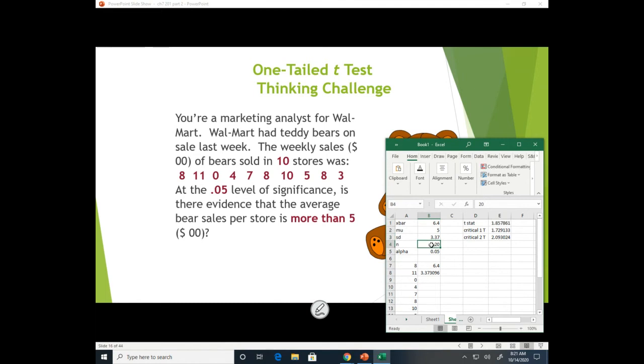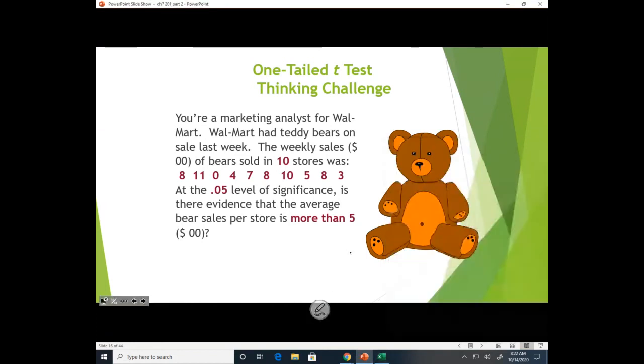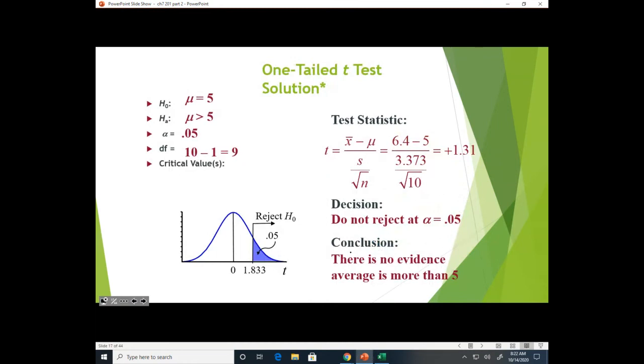Sample size is 10. If you had more data and you didn't know, you can do the count function and it will count up your data for you. Do that just to double check. So we have 10. All right, so let's see. T statistic 1.3. Doesn't look like we're going to be able to reject the null hypothesis.